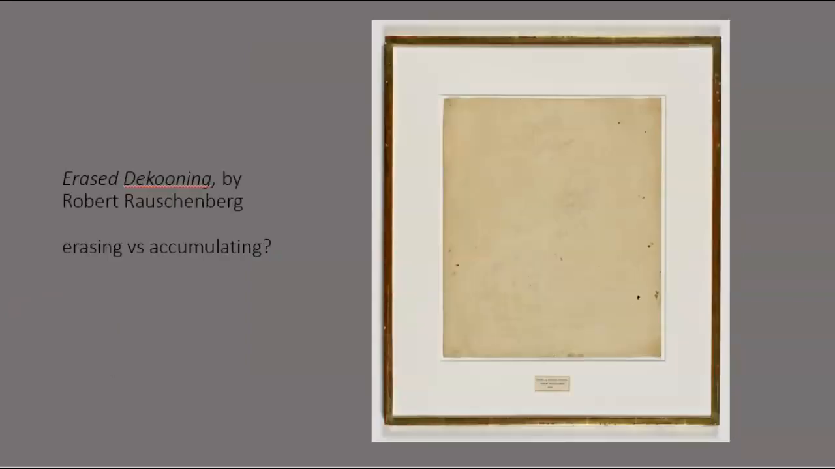So this third image I have here is by Robert Rauschenberg. It's titled Erased de Kooning. It's a really very interesting piece. At one point there's this very young artist named Robert Rauschenberg who was trying to make a name for himself. He had a really cool idea.